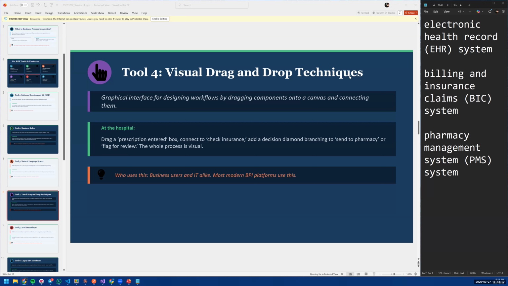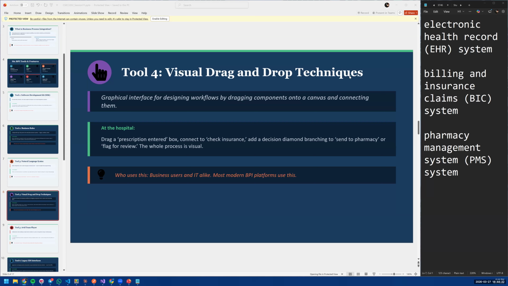All right. So in the hospital workflow, you have a workflow designer that might look like you'd have a box for a prescription entered, and then you have an arrow that goes to, hold on.